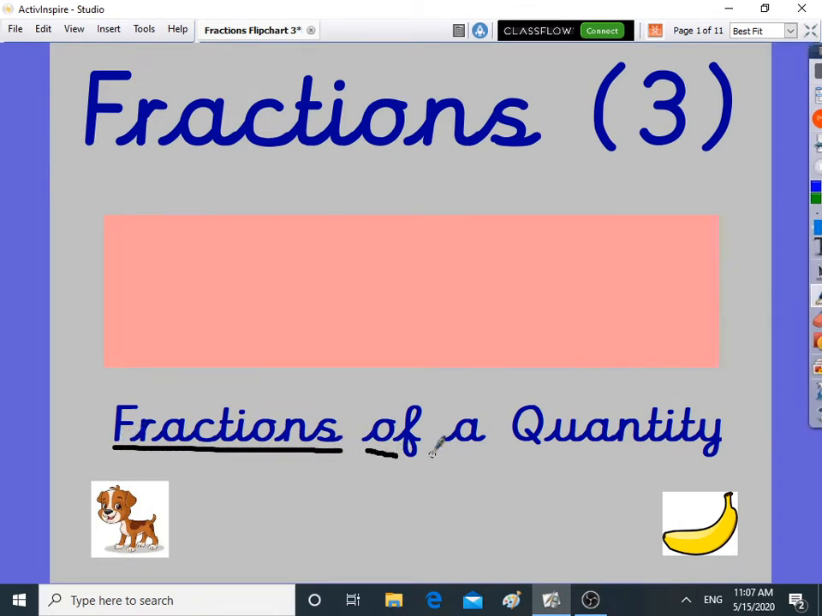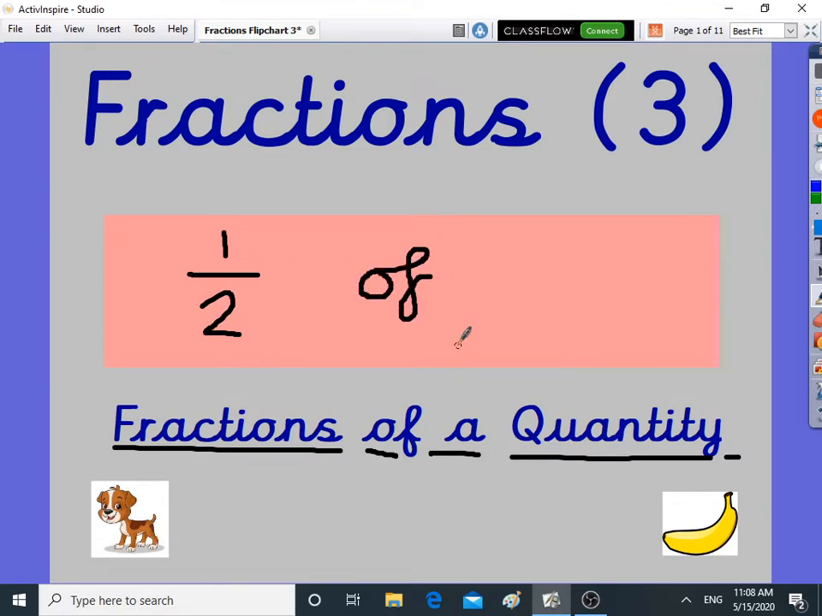Fractions of a quantity. What that is, is when you get a fraction like half. That's a fraction, isn't it? A fraction like a half, you get an "of", and you get a quantity. And a quantity is just a number, like 10. So half of 10. Some of you will know that instantly. Half of 10. It is 5. But we're going to do more difficult versions than that. But that's what a fraction of a quantity is.